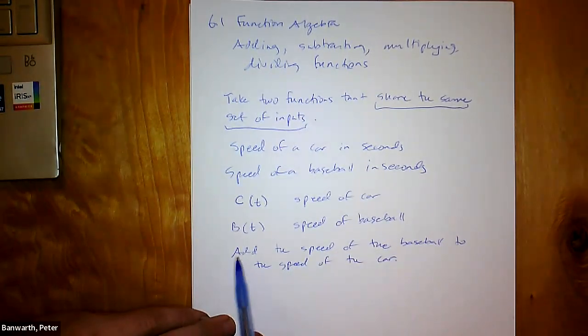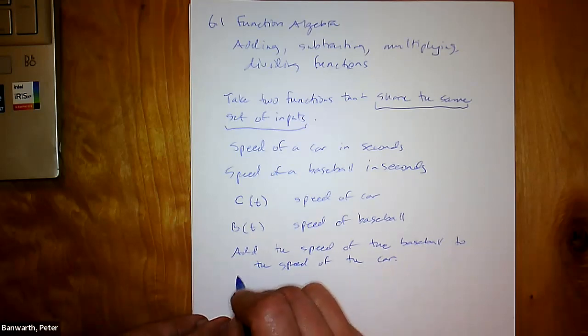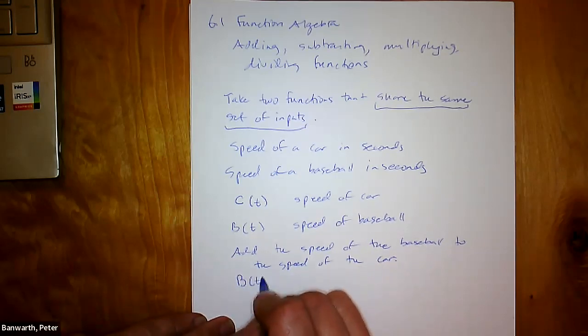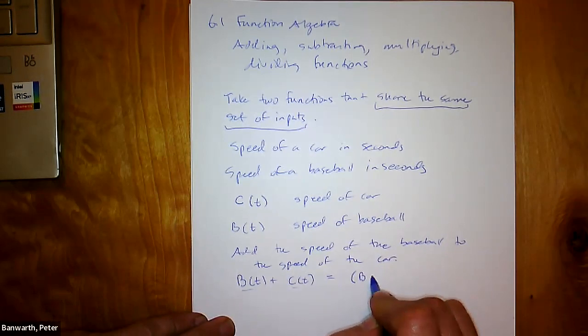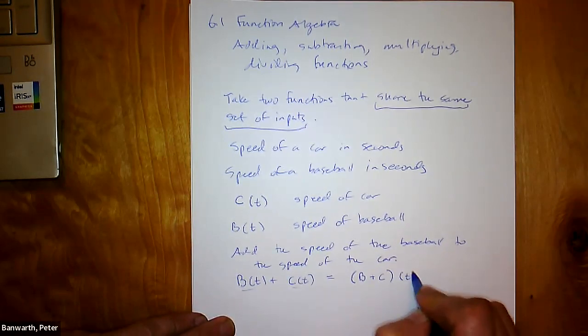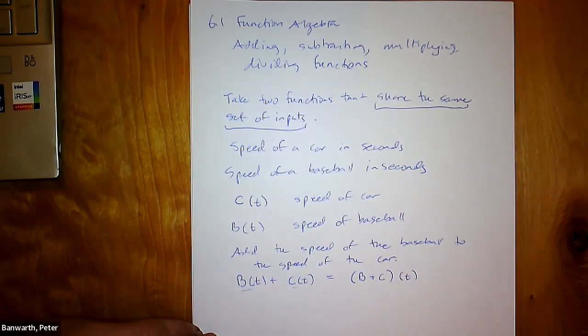And that makes sense. That's like you're riding a car, you lean out the window and you throw the baseball forward in the direction of travel. And that new speed is the speed of the baseball plus the speed of the car. So that's just b of t plus c of t, the outputs plus the outputs. And sometimes we put the b plus the c in a parentheses and then another parentheses of t. And this can be confusing, so it's fine with me if you always write it b of t plus c of t.